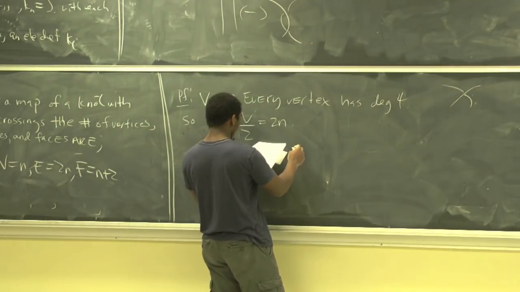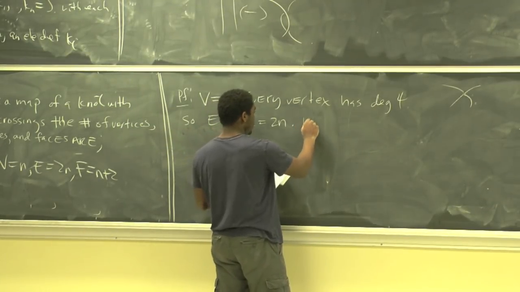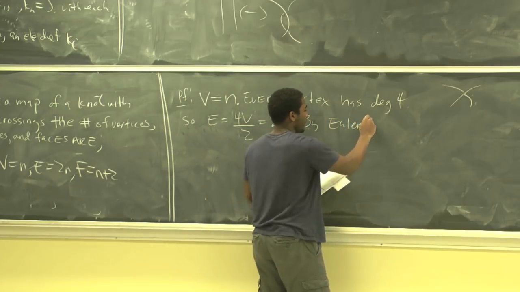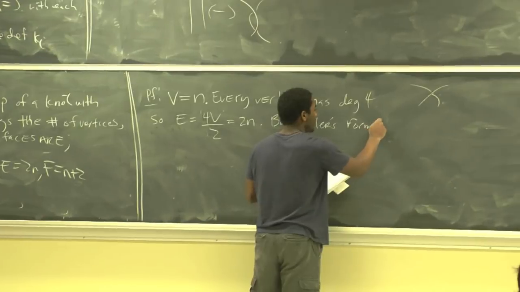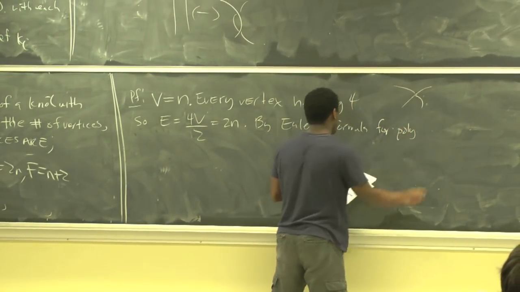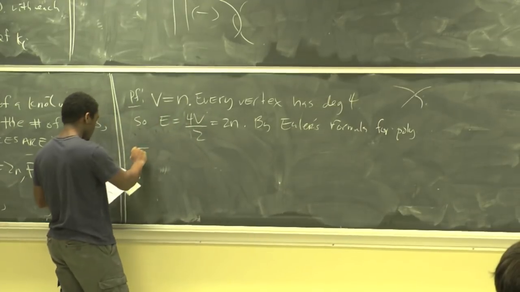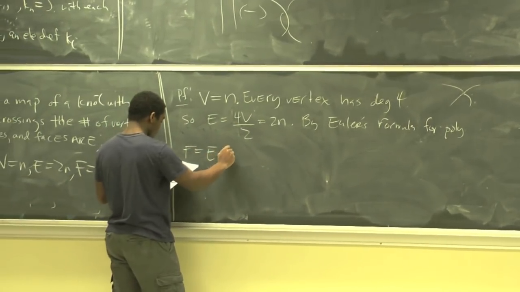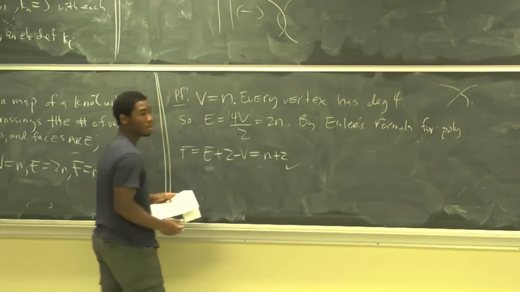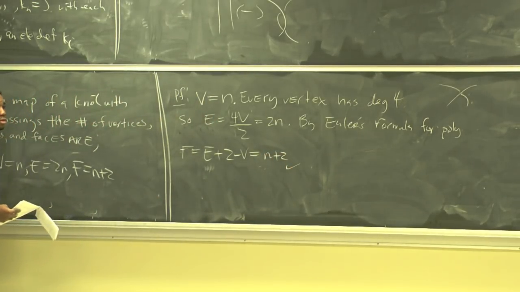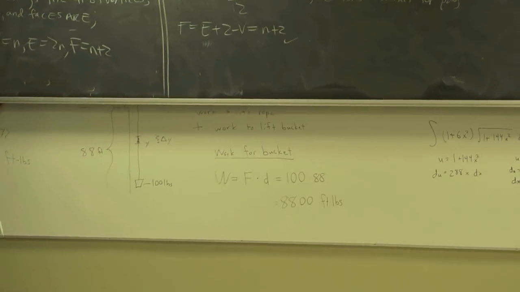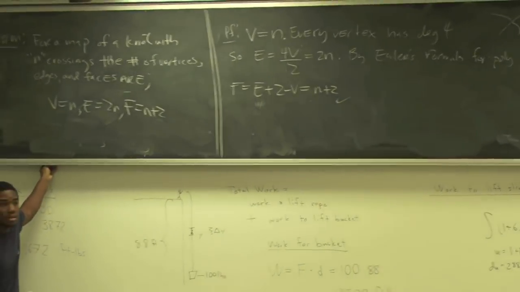And lastly, we conclude with Euler's formula for polyhedra, that the faces will just be equal to the edges plus two minus the vertices, which is n plus two. Right? Has everyone seen this one with polyhedra? I think that was a yes.